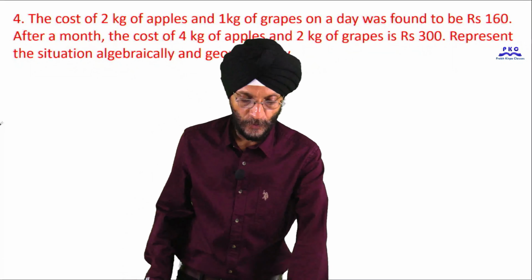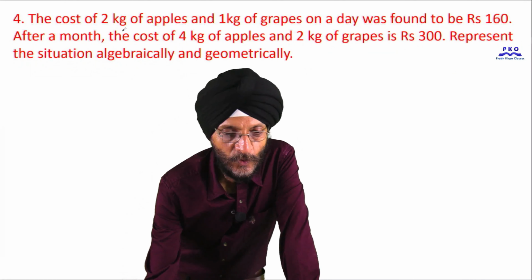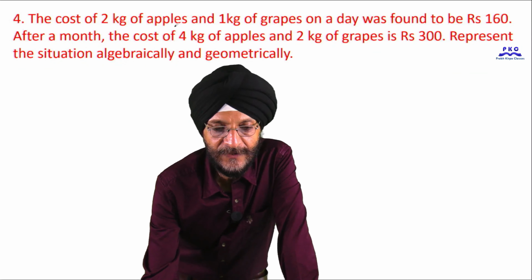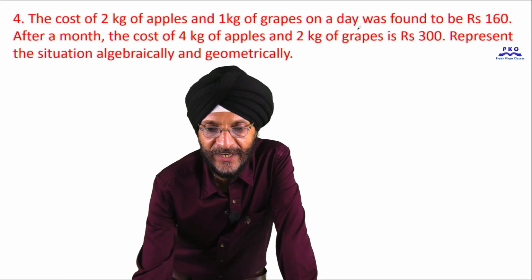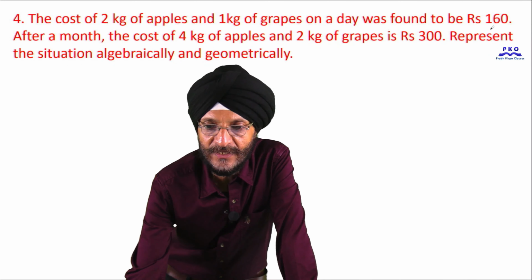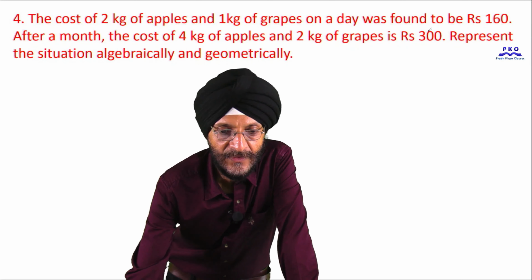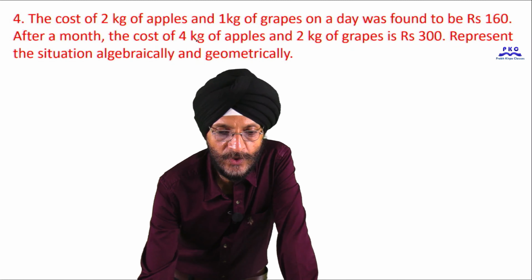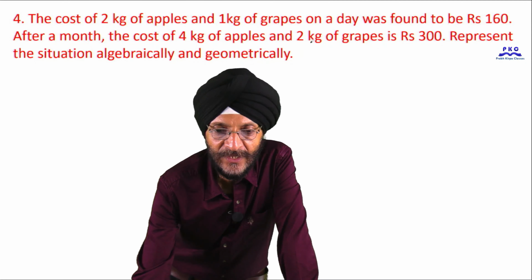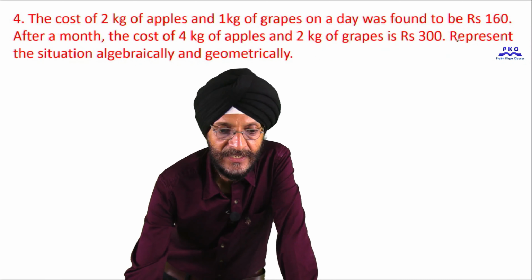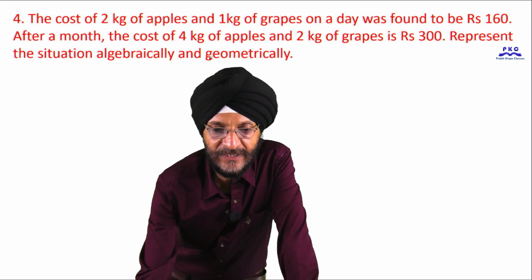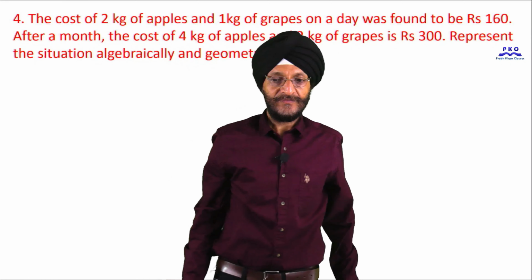Now the question before us is: the cost of 2 kg of apples and 1 kg of grapes on a day was found to be rupees 160. After a month, the cost of 4 kg of apples and 2 kg of grapes is rupees 300. Represent the situation algebraically and geometrically.